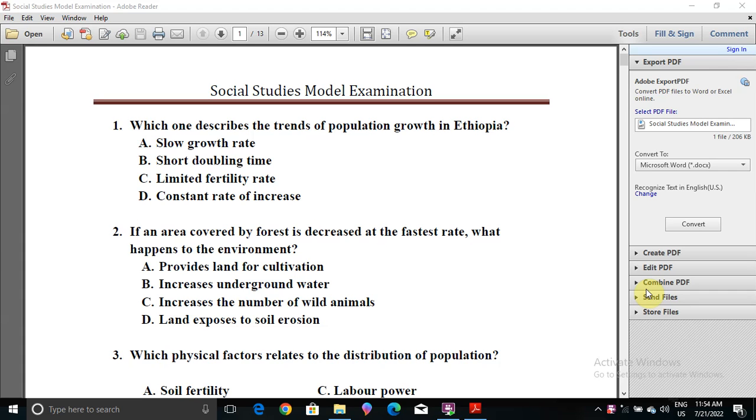Today's model is social. Actually, this is not really a model, but a practice model, like a worksheet, with 60 questions. Now let's start with the first question.